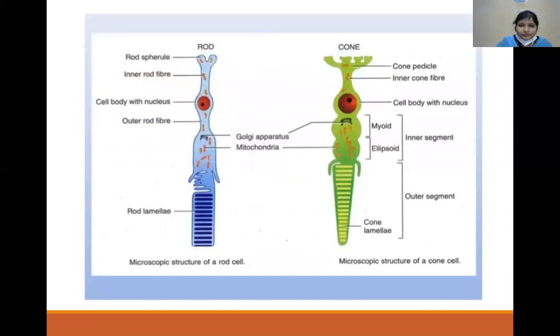So these are the structure of the rod cell, and this is the cone cell. Detailed description of the structure is not required for you. In the layer of rods and cones, we have only the outer segments. Up to this part only is present in the layer of rods and cones. This part will come in the nuclear layer.